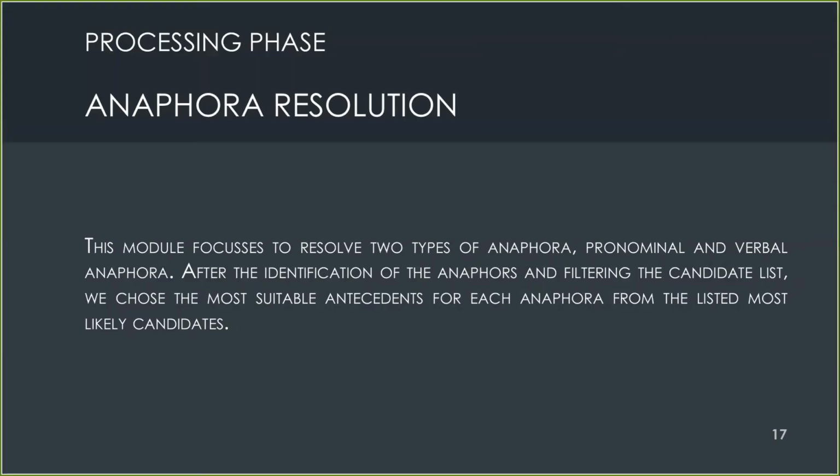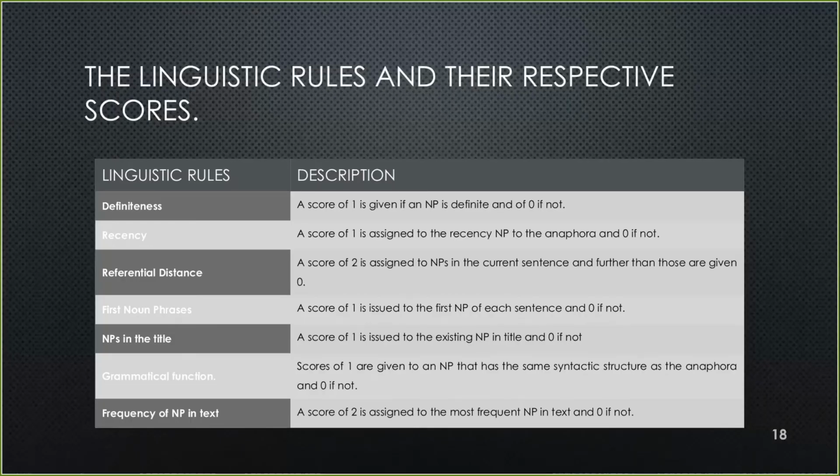The last module of the processing phase will concentrate on finding the suitable referent for each anaphora from the gathered candidates. We use a collection of preferential factors that favor some candidates over others, as illustrated in this table. Each rule has a score that is fixed after a series of experiments, which means we use manual fine tuning here, of course.